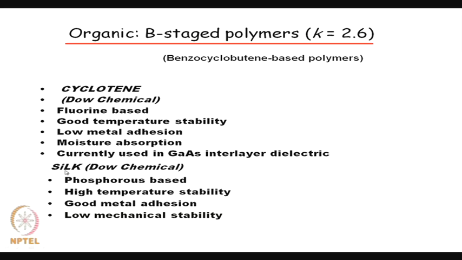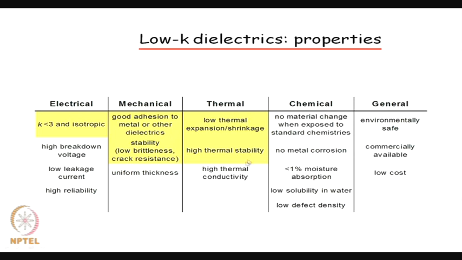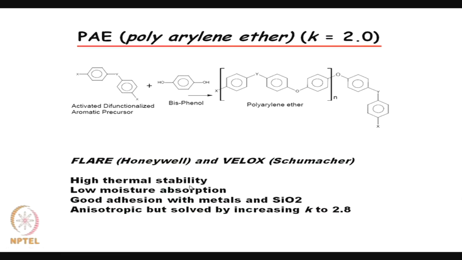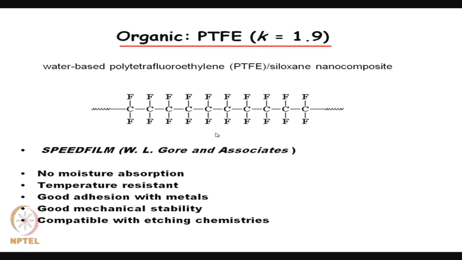Or the other material, say SILK, it is a phosphorus based material, it also has high temperature stability, good metal adhesion and low mechanical stability. So, if we go back to these properties, the mechanical property will have to be good adhesion to metal, that is very important, and it will have high thermal stability also. In this case we see that it has low mechanical stability, and cyclotene has low metal adhesion. So, some limitations are also there so far as those materials are concerned.